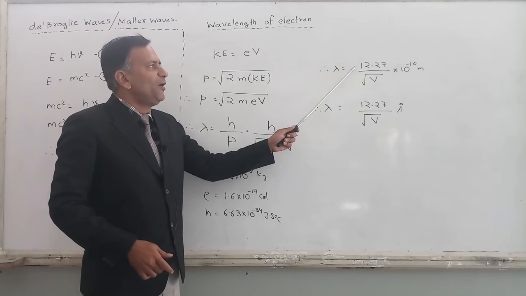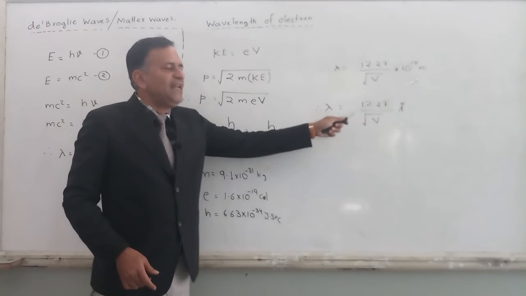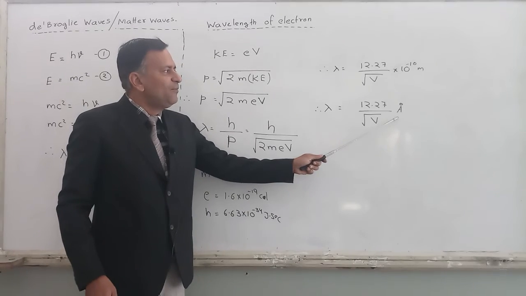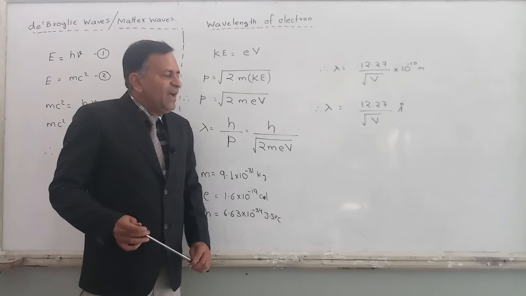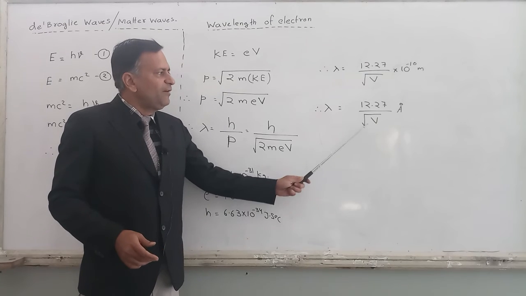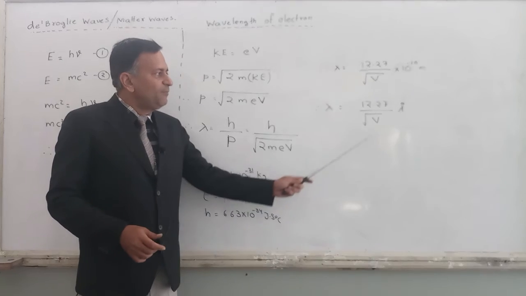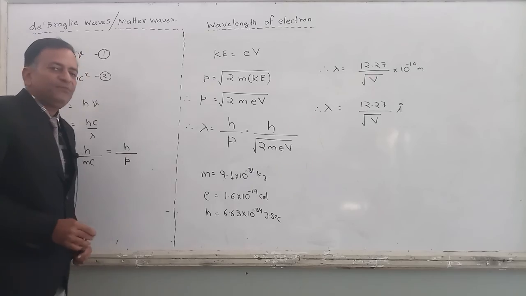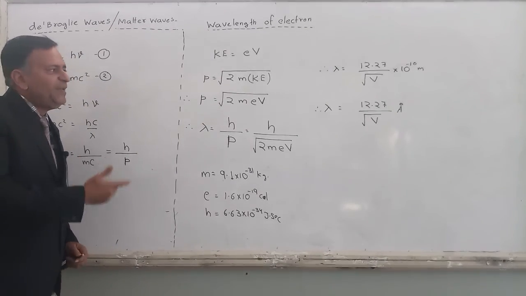Lambda equals 12.27 upon square root of V into 10 to the power minus 10 meters. This 10 to the power minus 10 meters is also known as an angstrom. So if you have accelerated the electron by a potential difference of 1 volt, put that 1 volt here and you will get the wavelength. If you have accelerated it by 25 volts, put 25 volts here and you will get the wavelength of that particular electron.